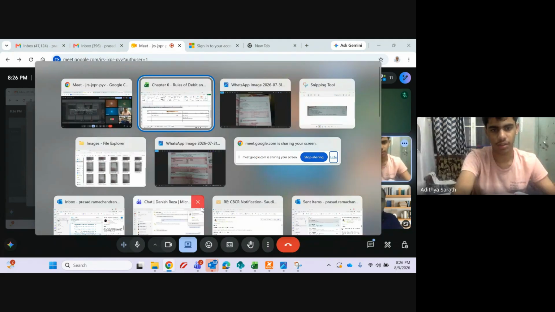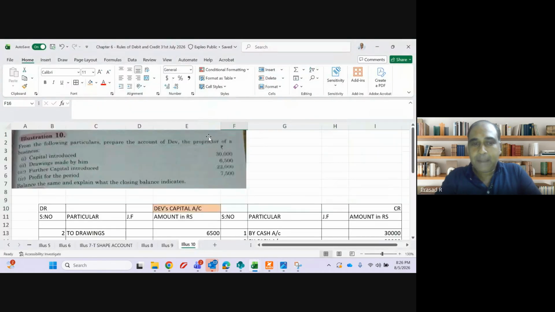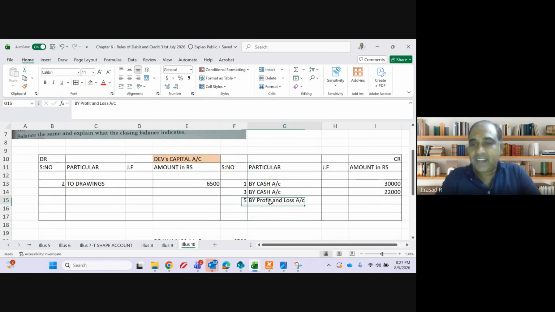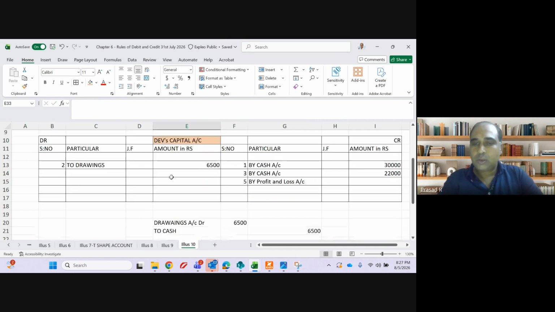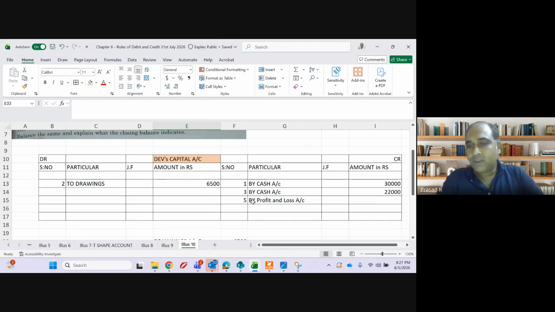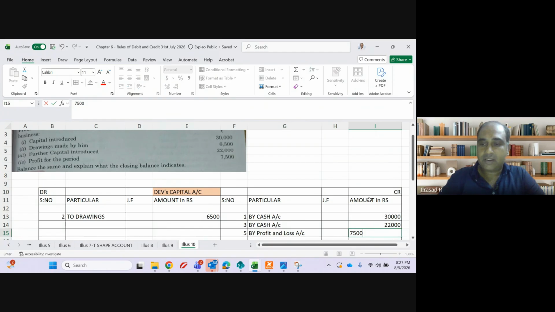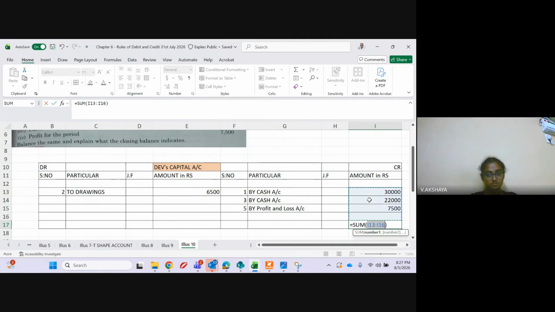Profit. So whenever there is a profit, capital will increase or decrease? Increase. So on the credit side, the accounting entry will be profit and loss account. Okay, forget about this accounting entry. This is a little complicated for you. You can simply understand that whenever there is a profit, my capital will increase. That is why this is coming on the credit side. It is 7,500. Clear? Any doubt?